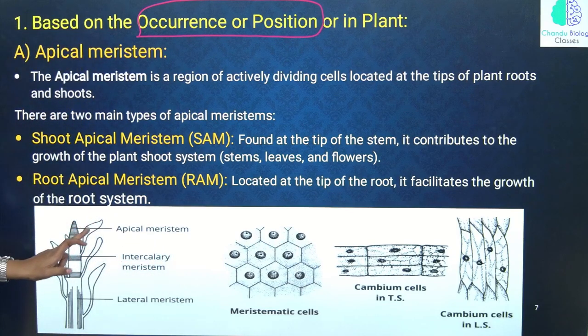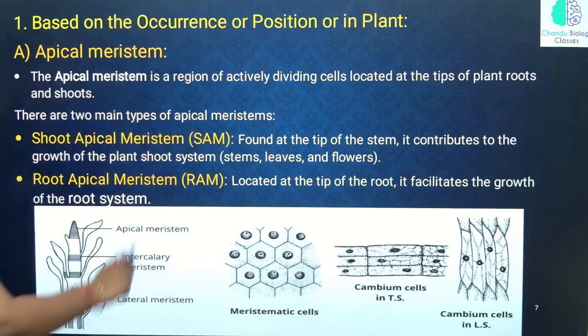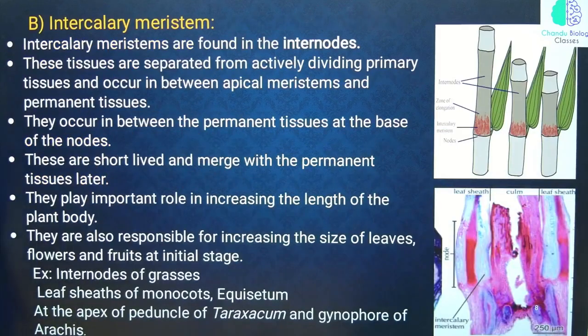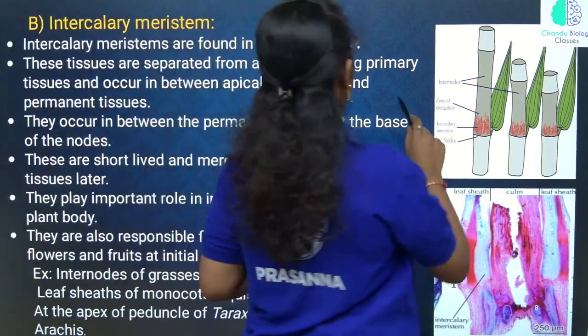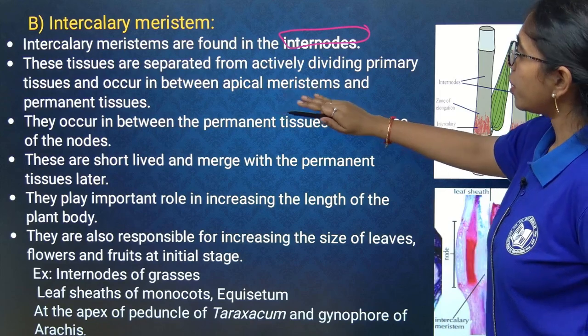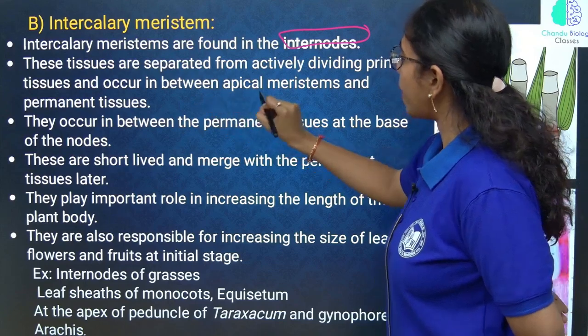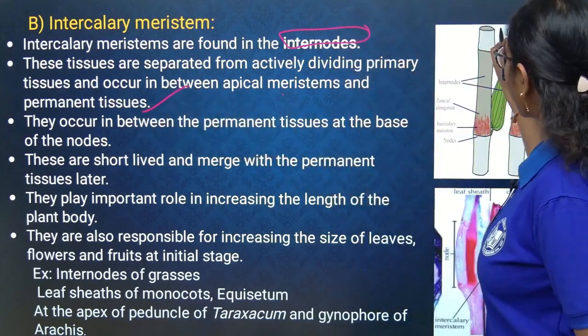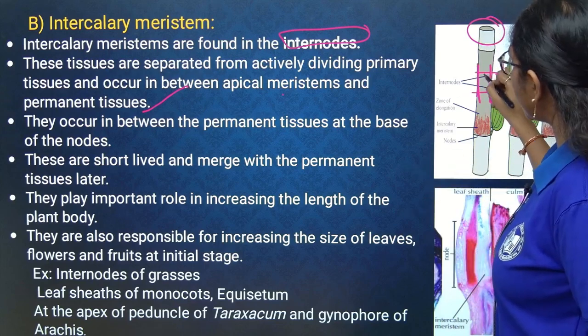See, here is the apical meristem and these are the intercalary meristems, which are present in between the nodal region, and these which are at the lateral region and occur in the secondary phase of life are lateral meristems. If you look into the intercalary meristems, they are found at the internodes. The tissues are separated from the actively dividing primary tissues and occur in between apical meristems and permanent tissues. In the internodal region they are present.